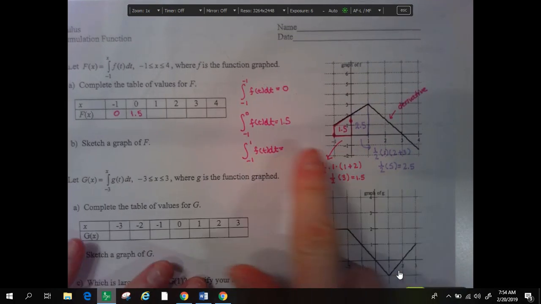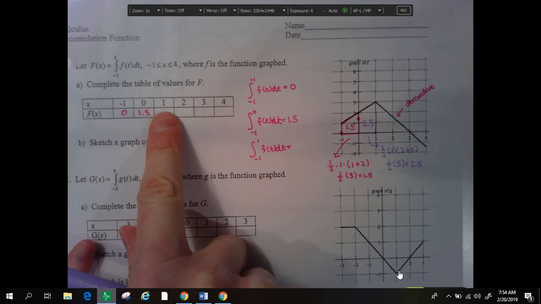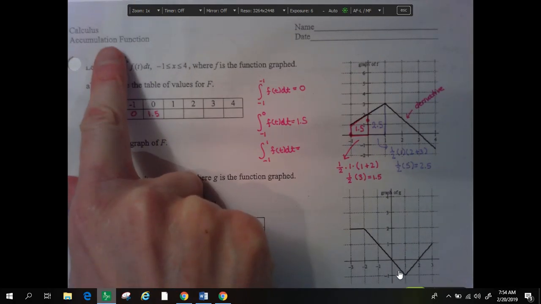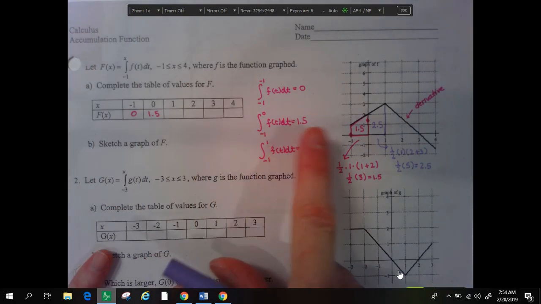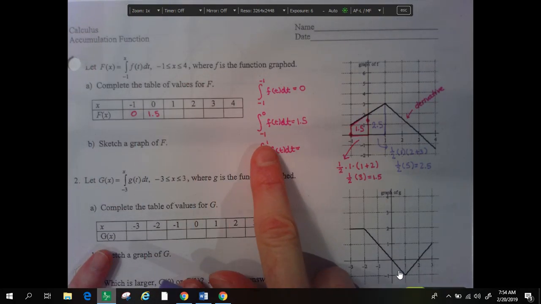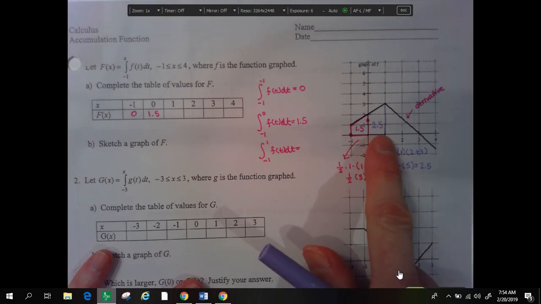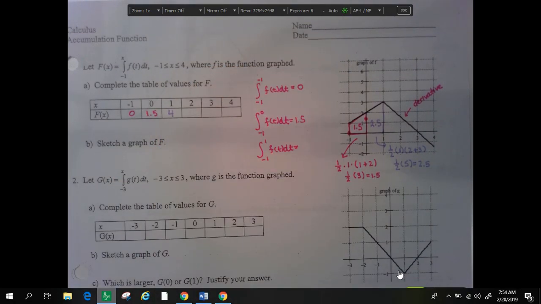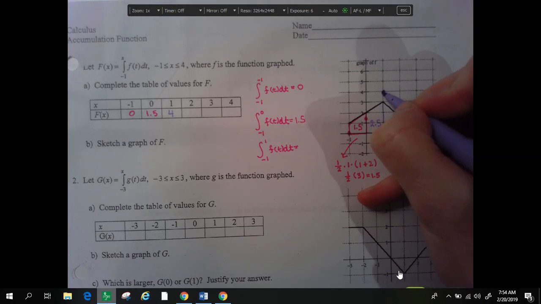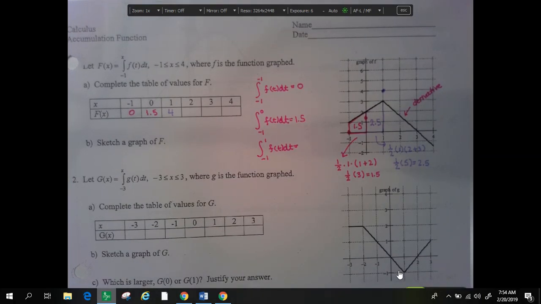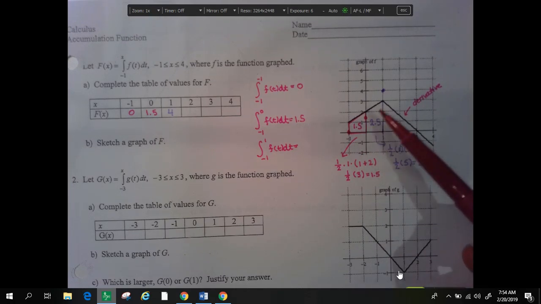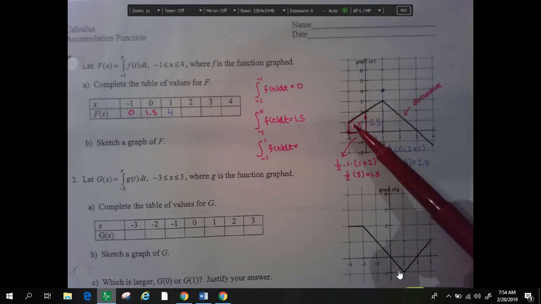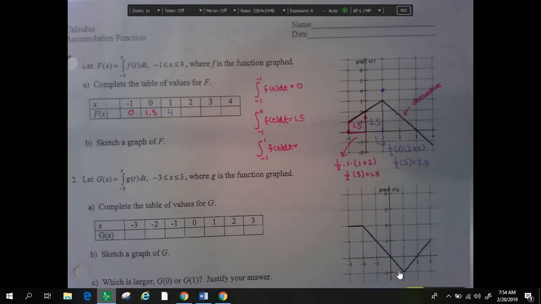Now, you might be tempted to say then F of 1 happens to be 2.5. It's not. Remember, this is an accumulation function. So we're looking for the total accumulation from -1 to 1. So we have to add those two together. That means we get 4. So at 1, we're at 4. Notice again, this corresponds to my derivative graph. We know we should be increasing because we're above the x-axis, and we can see that we're concave up. So our graph's doing exactly what it should be doing.